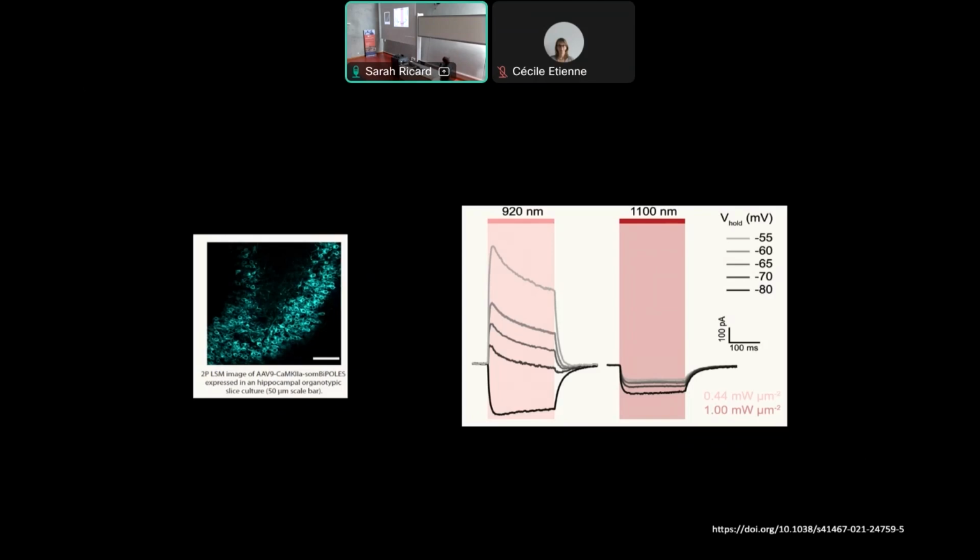You can see that when we shine 920 nanometers, we generate both inhibitory and excitatory currents, according to the holding potential of the cell. Whereas when we shine 1100 nanometers, we only generate excitatory currents. That tells you there's some crosstalk between 920 and 1100 nanometers, but actually that's okay, because the crosstalk happens when we're working at non-physiological brain potentials. So this told us that there was enough separation, even though there's some crosstalk, to allow us to use two different wavelengths to either excite or inhibit the cell.